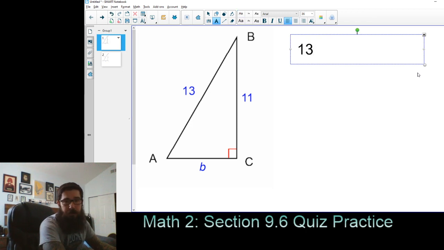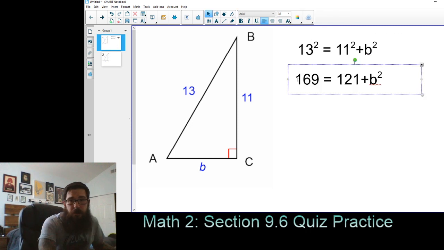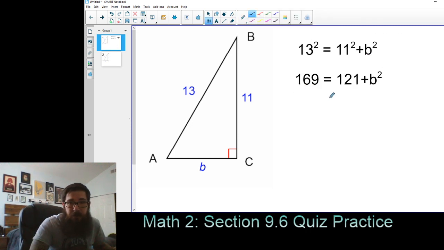13 squared, so that's c squared, is a squared plus b squared, right? Our Pythagorean theorem from earlier. Oops, didn't do that right. B squared. So, I'm just going to do the math. We don't know b squared. If I subtract the 121 from both sides, let's see if I can write that. Ooh, that's not so bad. That's going to give me what? 148 is b squared. Let's take a square root of both sides.